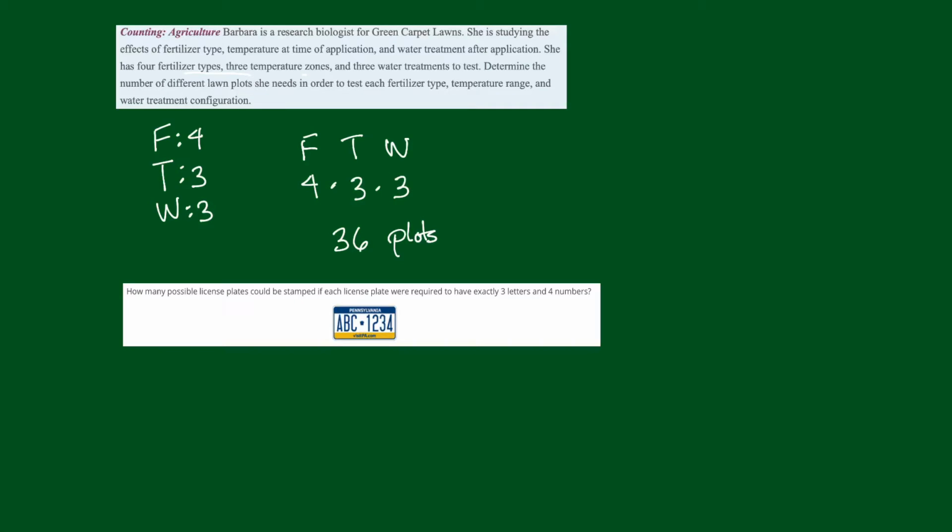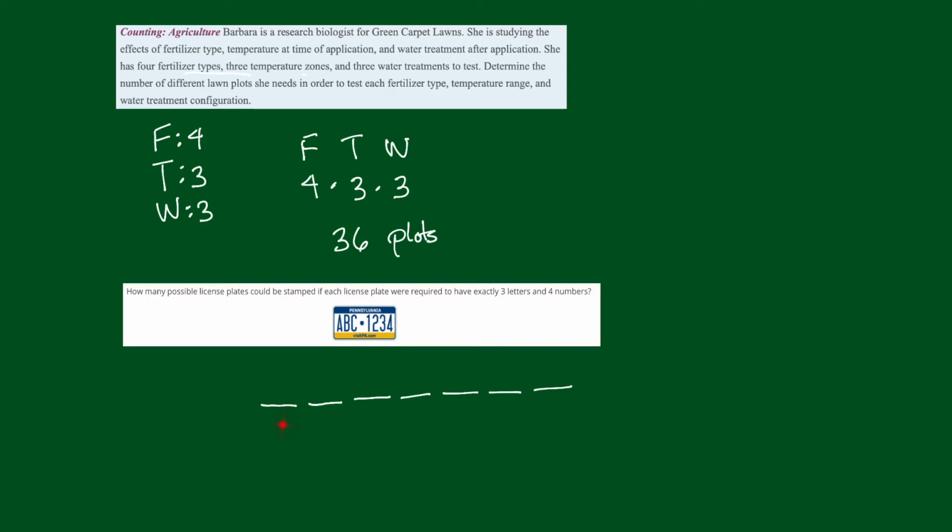Here's another example. How many license plates could be stamped if each plate has to have exactly 3 letters and 4 numbers? Look what we have. This license plate, like for Pennsylvania, has 3 letters and 4 numbers. So I see a sequence of decisions. We've got 1, 2, 3 letters, and then 1, 2, 3, 4 numbers. All in all, I've got 7 decisions to make.